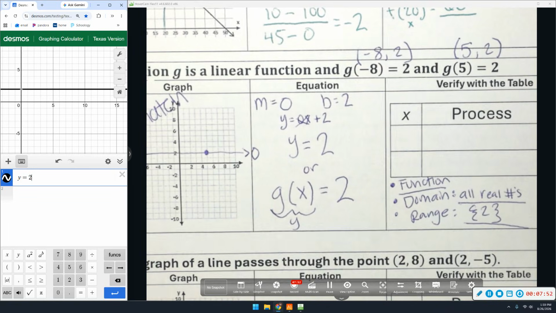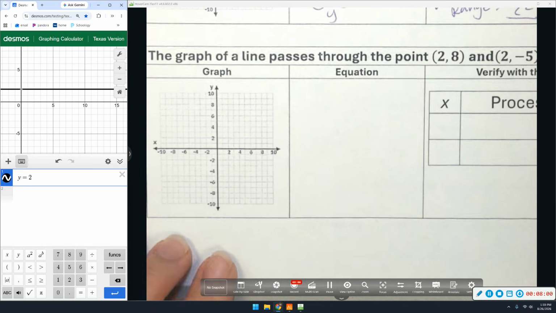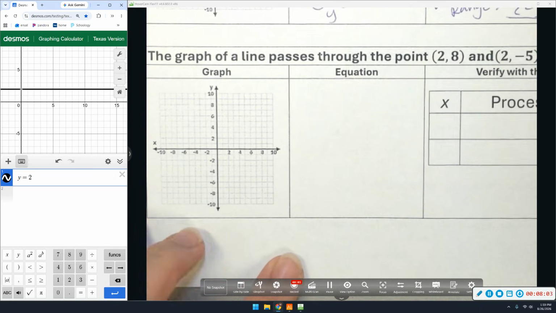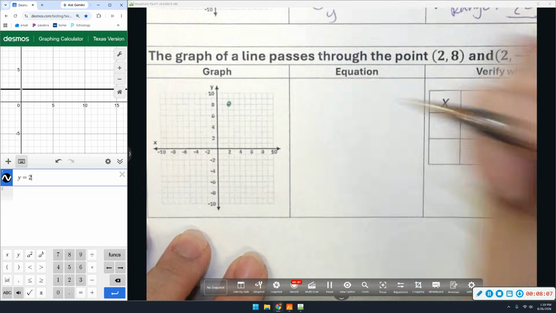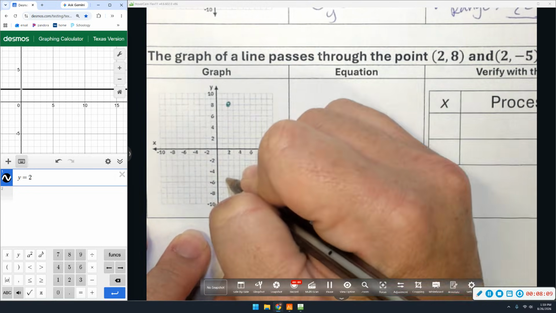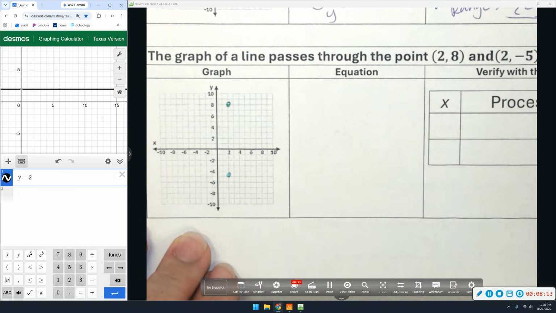Okay, so let's look at the next one. Everybody okay with this one? Any questions? Okay. Computer should be at the top of our desk right now. Plot these 2 points. What do we notice this time? It's both the same way. Yeah, it's vertical.